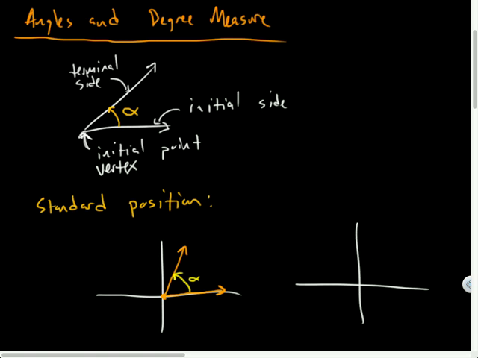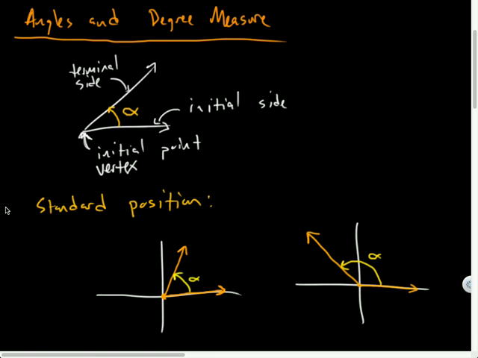And just to be clear, it's also possible to have it look like this. So there's the initial side, and the terminal side could be in different quadrants as well. And actually, speaking of quadrants, it's also very important that we know the quadrants.